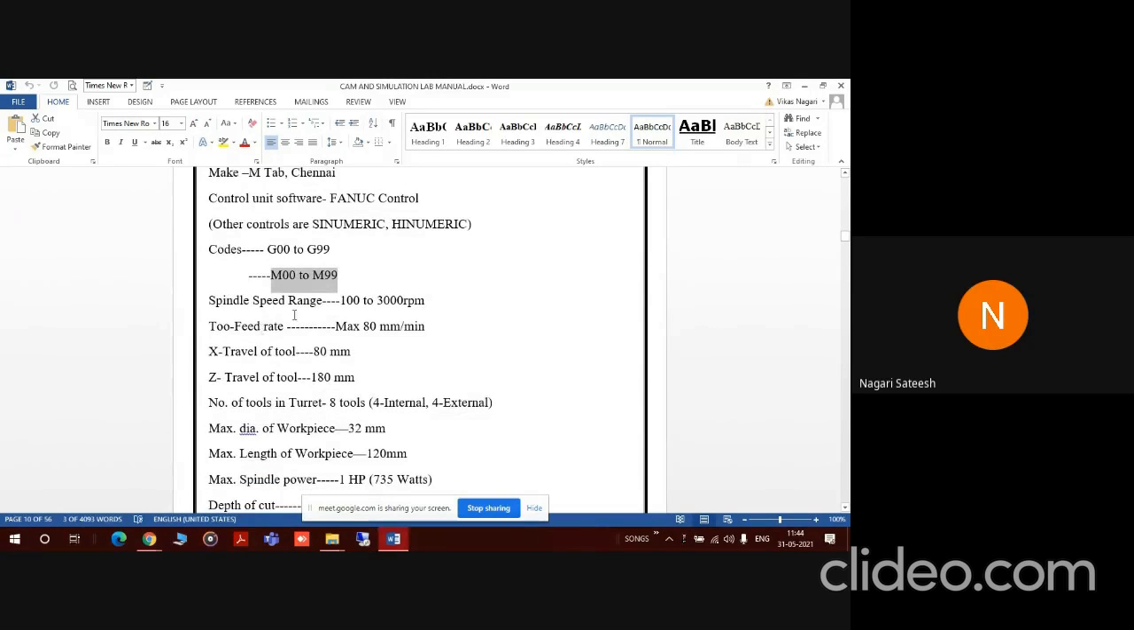So in the specification of our machine, the maximum RPM we can use is 3000. It is for our machine. If you go for a commercial machine, it can be 30,000 also for a lathe. And the maximum feed rate for our machine is 80 mm per minute. We should not go beyond this feed rate. It means in 1 minute it will move 80 mm. That is a rapid feed rate.